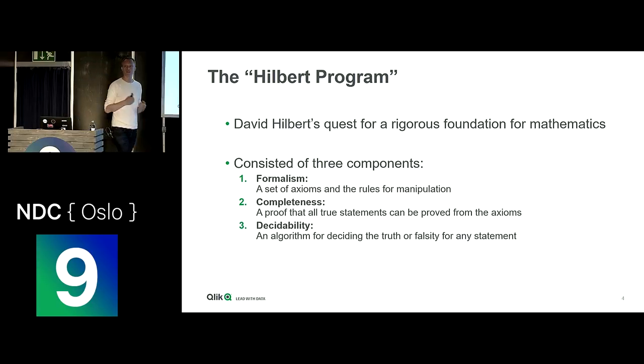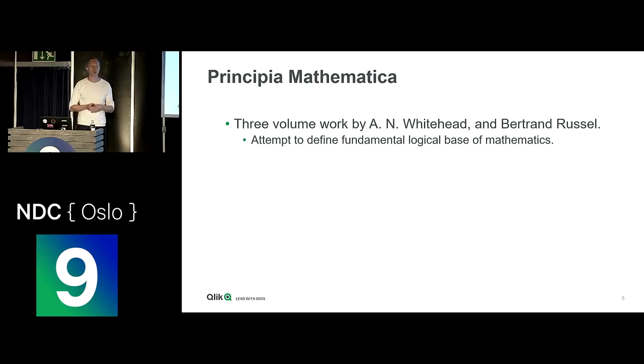And this was a big area of research in mathematics during the early parts of the 19th century. A lot of people were basing their whole careers on this. One of the most notable examples is a work called Principia Mathematica, a big three-volume work by two mathematicians, Whitehead and Bertrand Russell, where they attempted to define those fundamental parts of algebra so that you can prove any property within algebra.